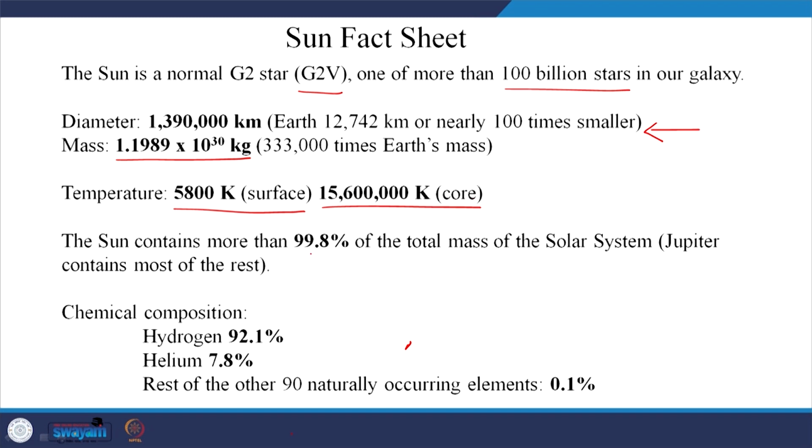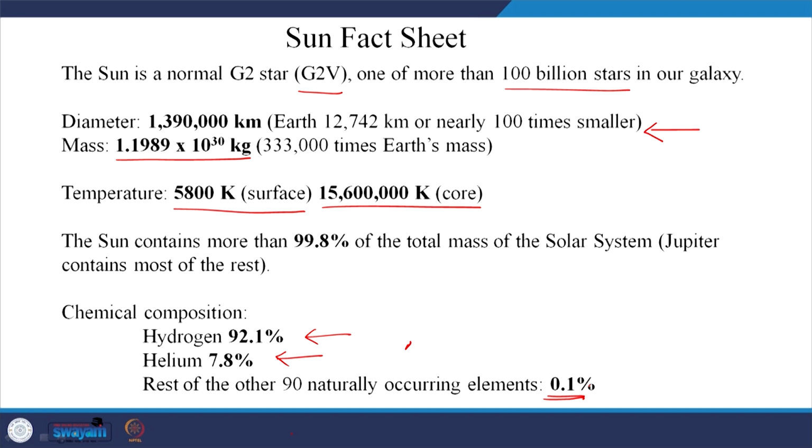The sun contains more than 99.8% of the mass of the solar system, and the rest of the solar system, including all the planets, all the debris, all the asteroids, everything comes together in the 0.2% of the mass of the solar system. The primary chemical composition is hydrogen, which is 92.1%, helium, which is 7.8%, and the rest of the 19 other naturally occurring elements constitute nearly 0.1% of the mass of the sun.